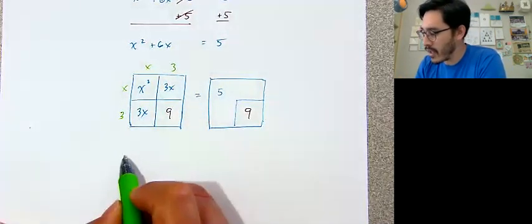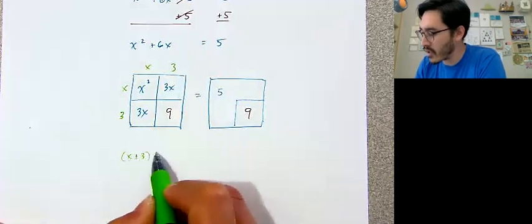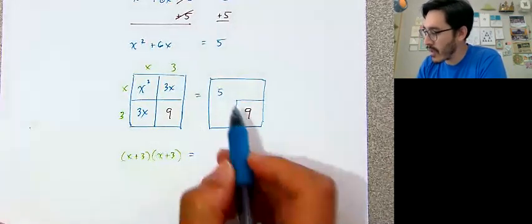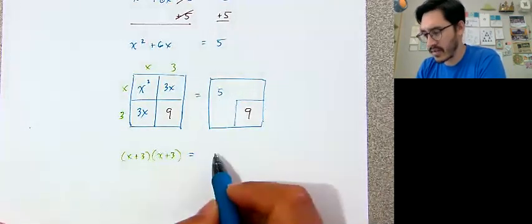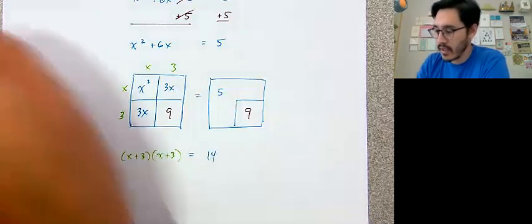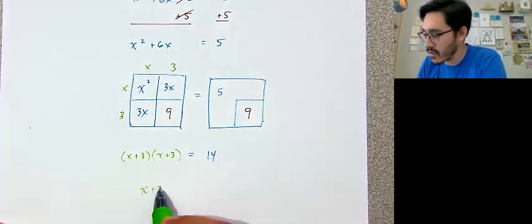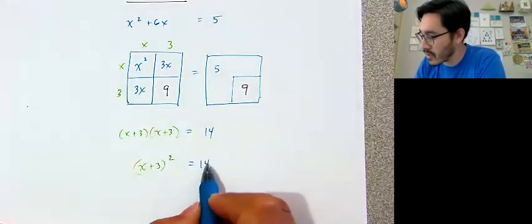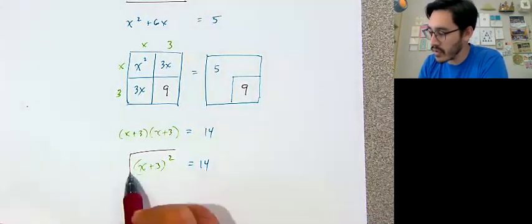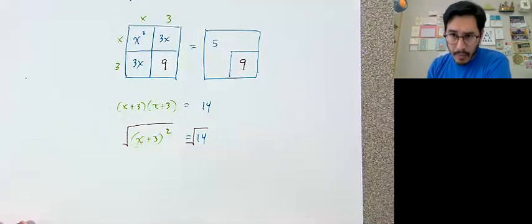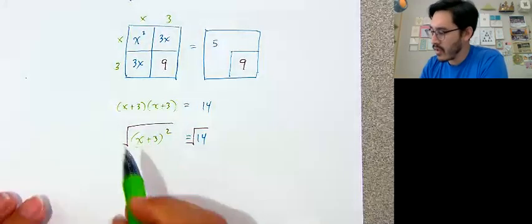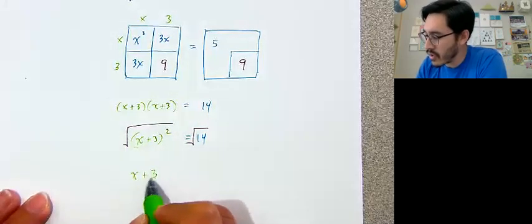So the first square is the product of its factors, x plus 3 times x plus 3. And the second square is the sum of its areas, 5 and 9, is 14. Repeated multiplication, so we'll write that using an exponent. And then we will start operation by operation, reversing things until we get x all by itself. So we're taking a square root here. So we won't have an exponent anymore, just x plus 3.